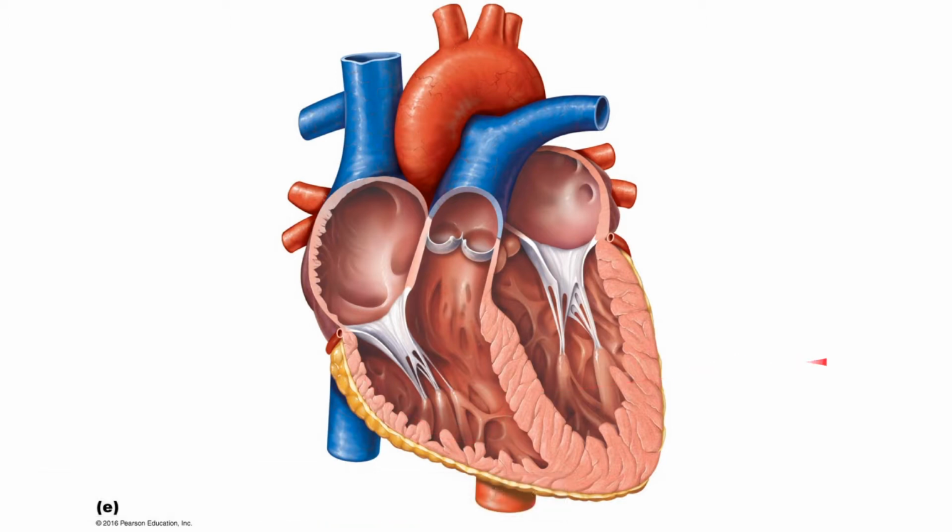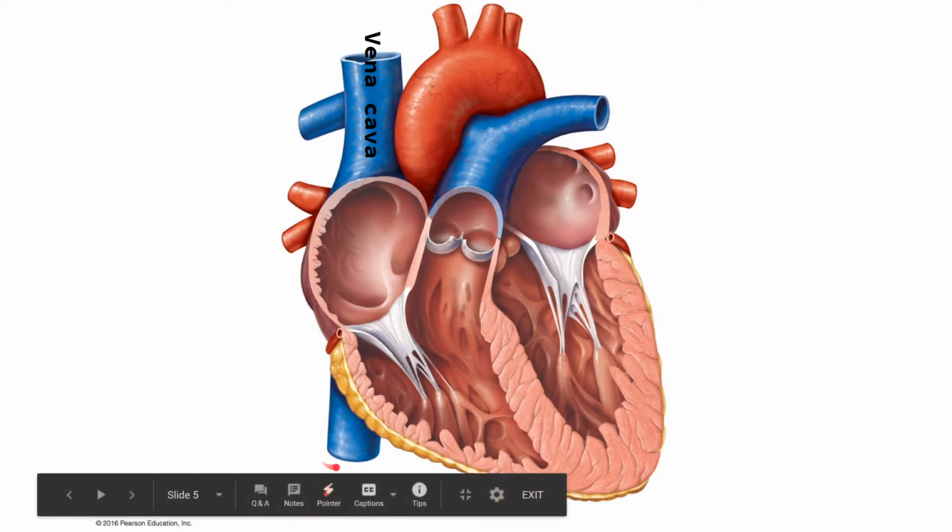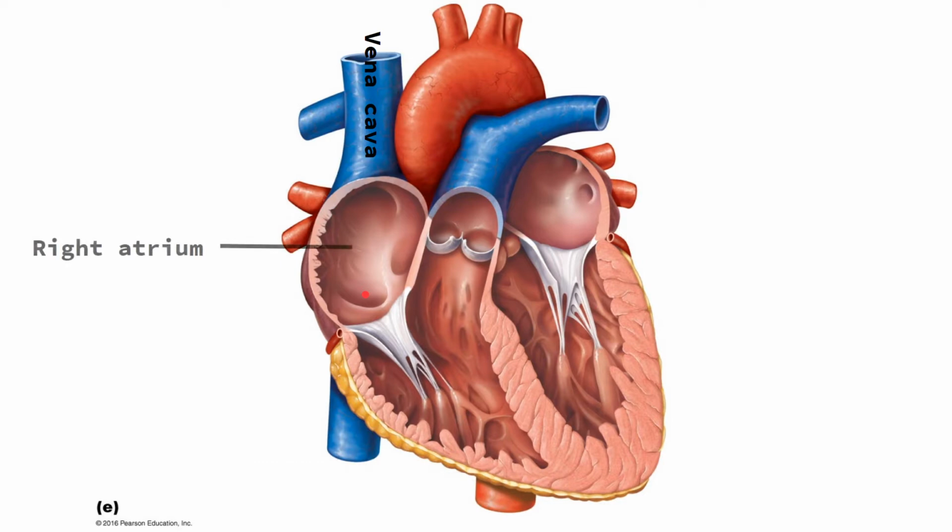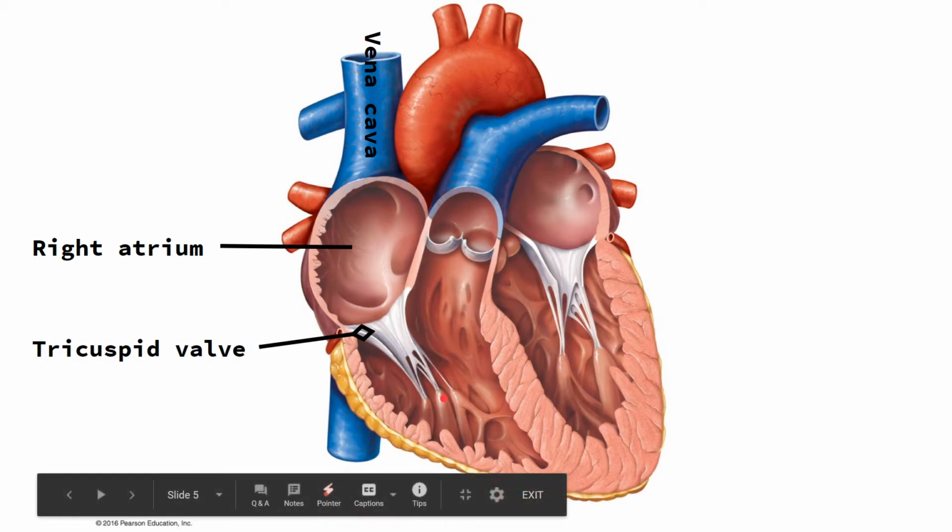Now let's go through and start identifying some of the various structures. I'm going to start with the vena cava. There is an ascending vena cava, meaning it comes down from the head, and a descending one that comes up from the rest of the body, but they're both going to dump right here into the right atrium. Then the blood is going to flow through the tricuspid valve and down into the right ventricle.